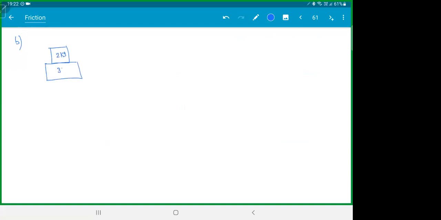2 kg, 3 kg, the applied force is equal to 20 Newtons. Again, start the problem. Assume both the blocks go together. Why are we assuming? Because I don't know whether they're going together or whether they're slipping. We have no idea. So always start with an assumption. Assume both the blocks go together.